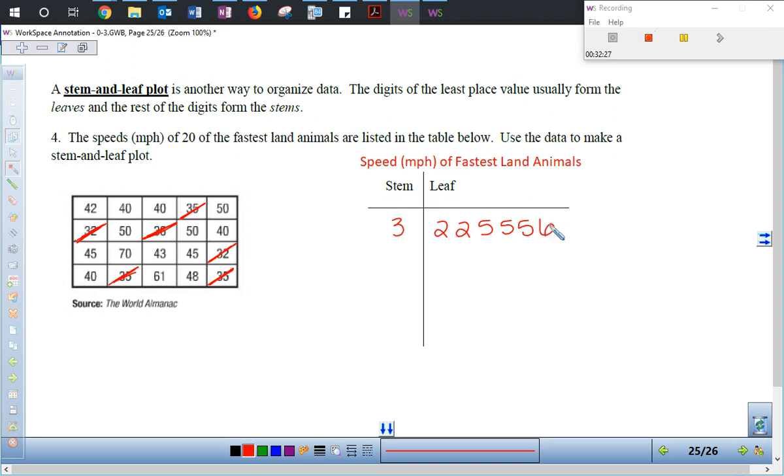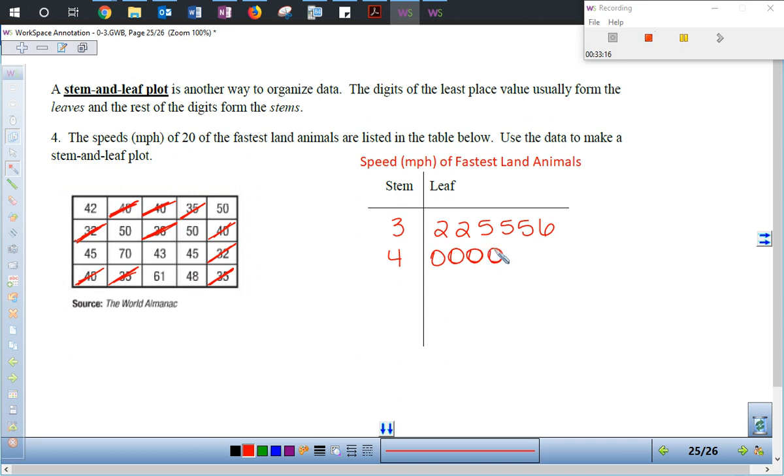So let's find the next smallest number. The next smallest speed that they have listed is 40. The tens value, which is our stem, is a 4, and the leaf value, which is our ones place, is a 0. Cross it off once you've listed it. Then the next smallest number is another 40. Put the 0, cross it off. We can continue to list our data in this order. So I have 40, another 40 here, and another 40 here. Notice each time we cross it off so we don't have too many.